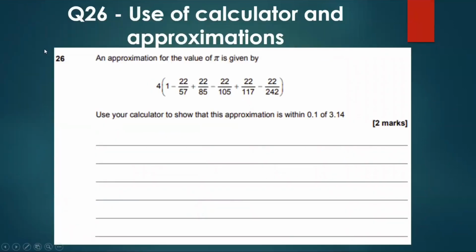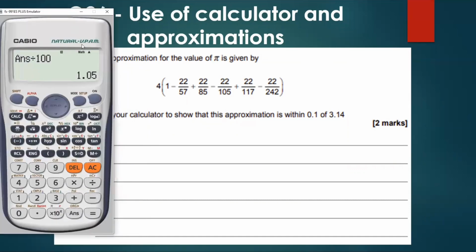Question number 26 then says an approximation for the value of pi is given by 4 brackets 1 minus 22 over 57 plus 22 over 85 minus 22 over 105 plus 22 over 117 minus 22 over 242. Use your calculator to show that this approximation is within 0.1 of 3.14. Like Abdallah was saying earlier on when we were looking at pi, it's roughly around 3.14, which is correct.